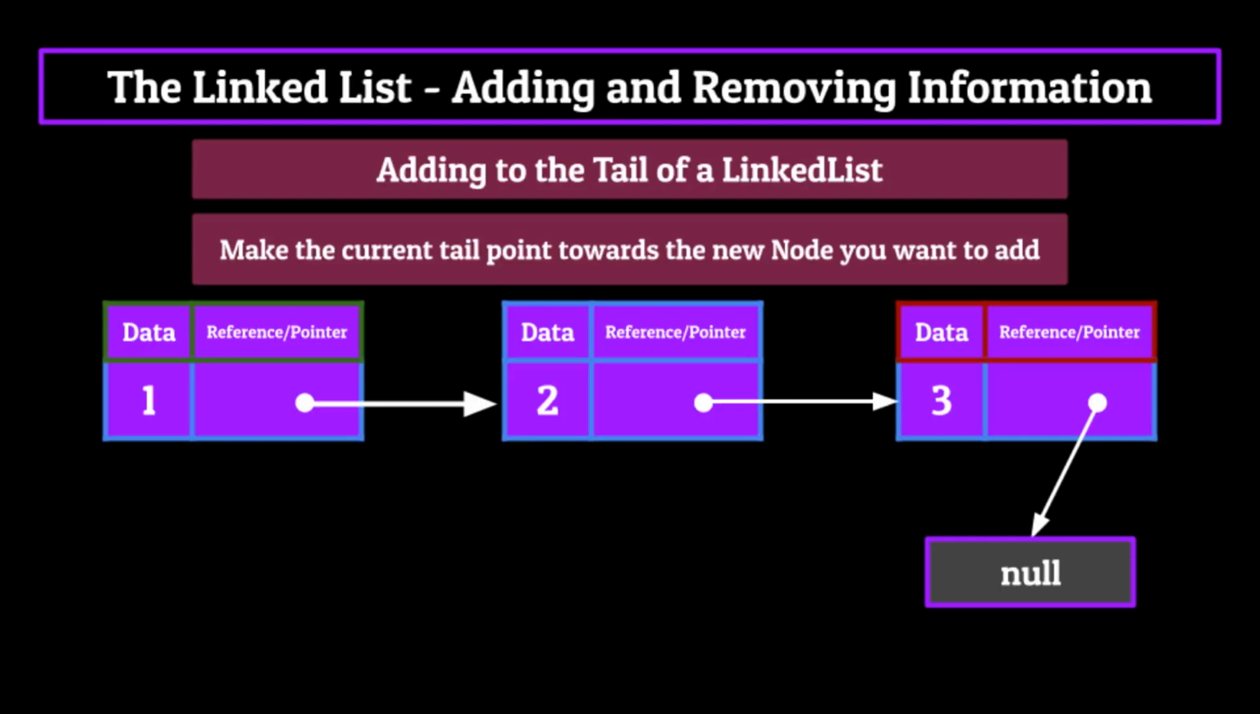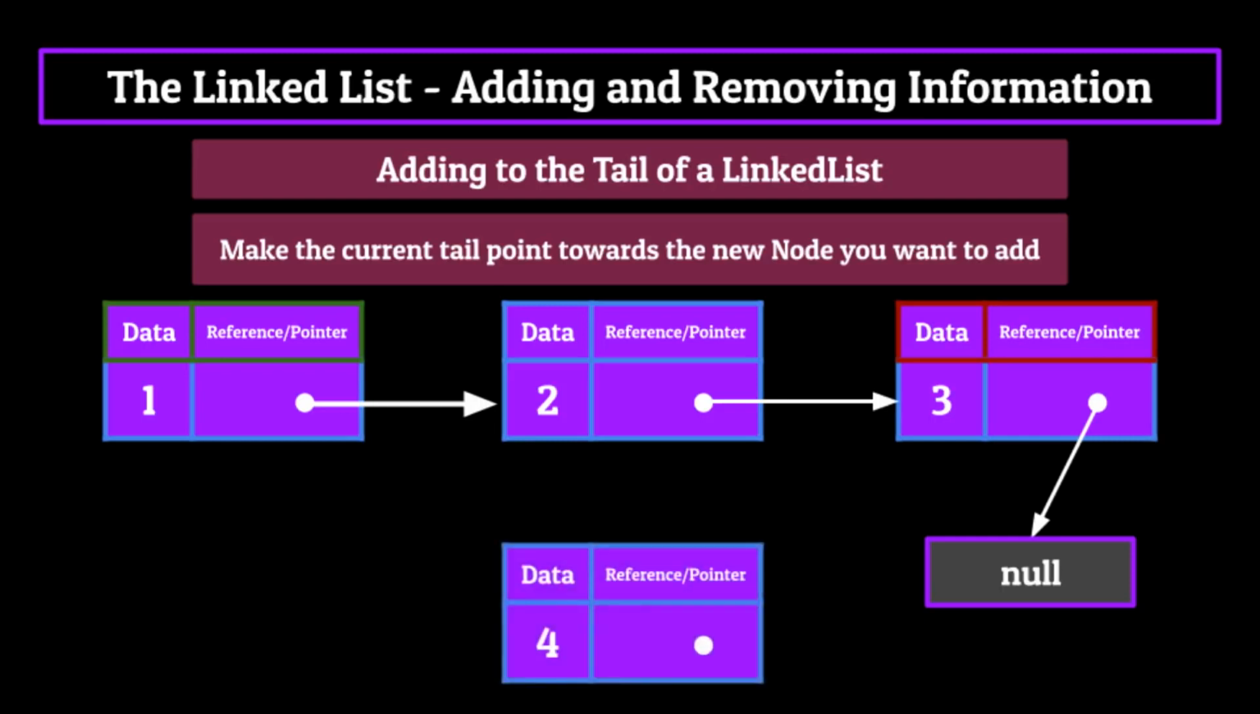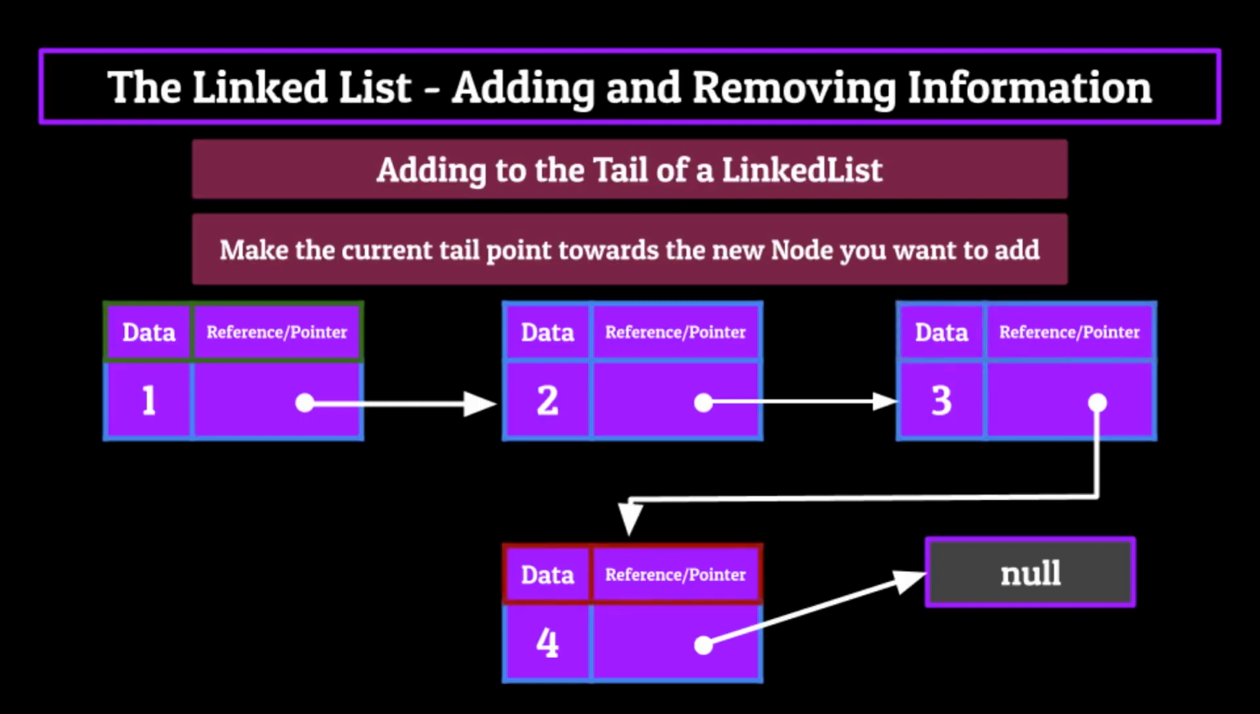So if we wanted to add a node with the integer 4, we would just make the 3 node point towards this new node. Then, by setting the 4 node's pointer to point towards null, we've made this new 4 node the tail of the linked list, and the old tail node, with integer 3, now points to the new tail.